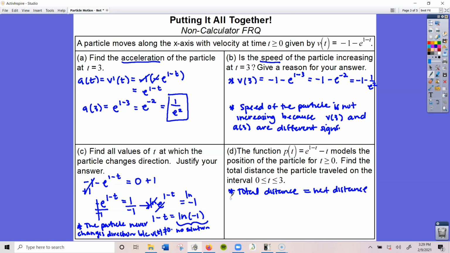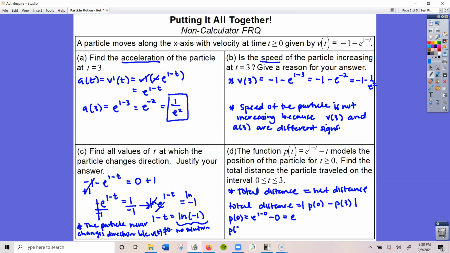So really, all we have to do here to find total distance is p of 0 minus p of 3. Remember, this is a non-calculator FRQ, so you are not expected to actually find those decimals. You can just leave your answer like an expression. So p of 0, if I plug it in, that's going to be e to the first minus 0. So if you want, I'll write it here on the side. E to the 1 minus 0 is just going to equal e, because e to the first is just e.